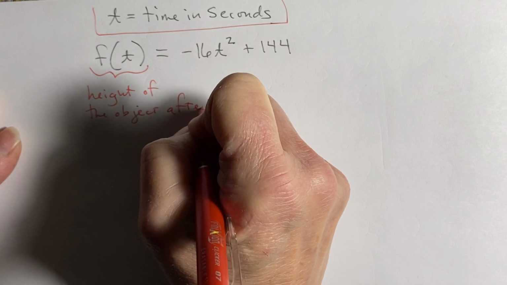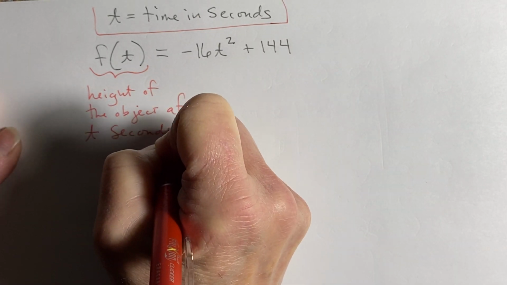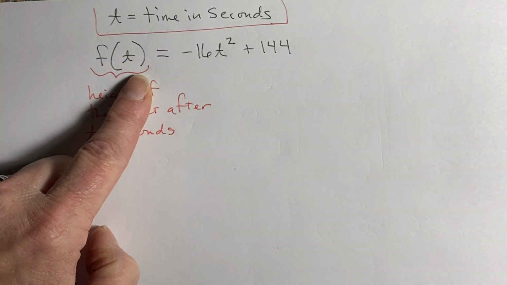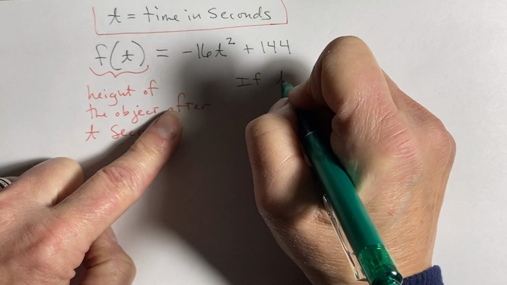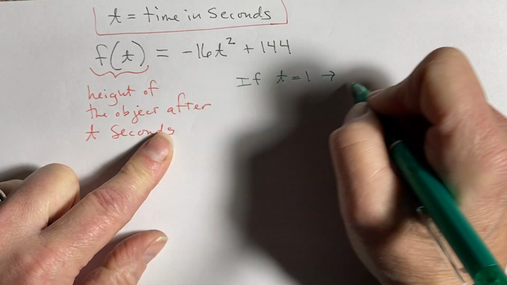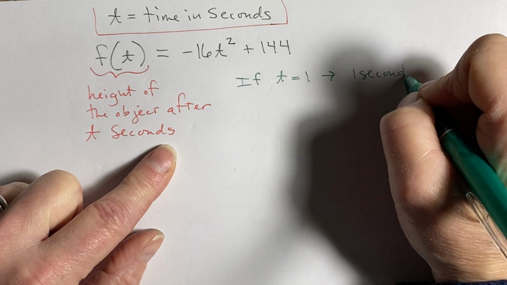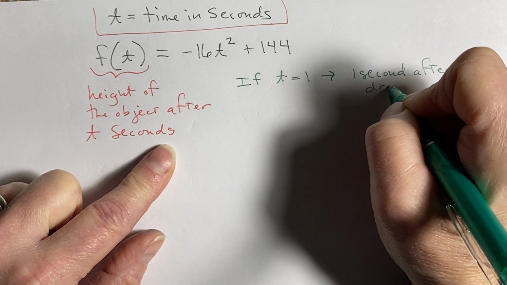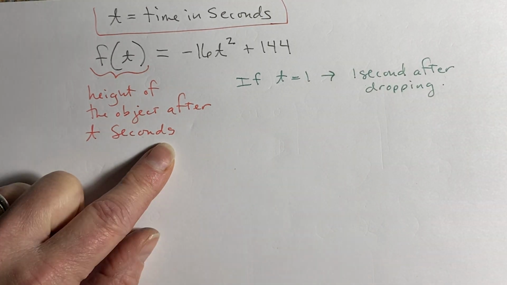after T seconds. So for example, if I put a 1 in here, that's going to tell me how high the bucket is after 1 second after dropping. Or object, whatever it is. In the problem, it's a bucket.